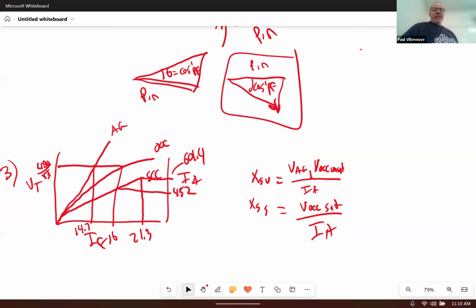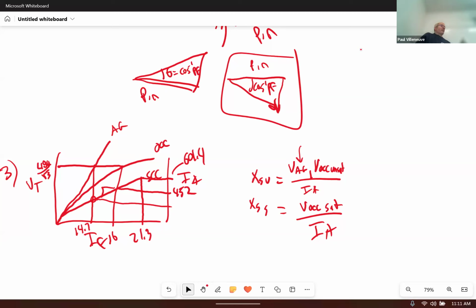Well, if I wanted to calculate the unsaturated value, I need either the air gap voltage or the unsaturated open circuit characteristic. But then I also need the current at that unsaturated value. Do I know what this current is right here? Do I know what that current is? No, but can I just do the slope of the line to get that? It's a straight line, starts at 0. So you can do y equals mx plus b to get the slope of the line to solve for the current at 14.7. Right?